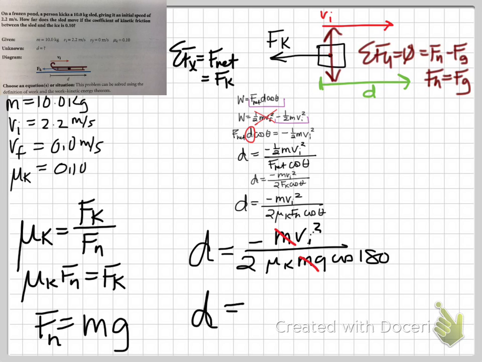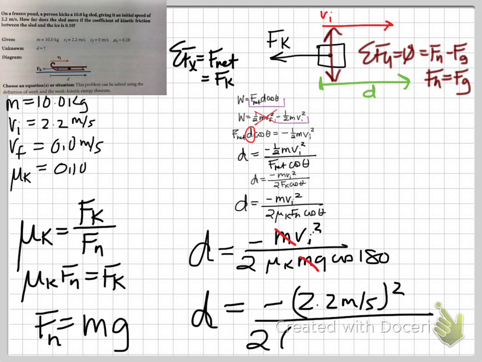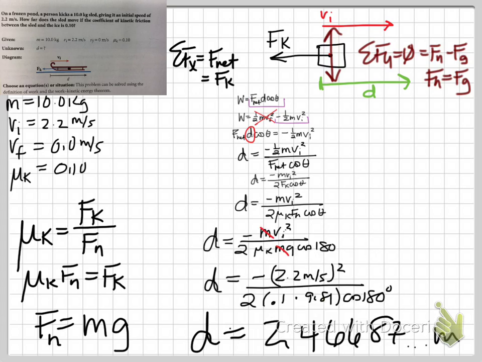So let's do the plug-in. d equals negative 2.2 meters per second squared over 2 times 0.1 times 9.81 times cosine 180. What do you get? 2.46 on and on and on. The negatives top and bottom cancel out because the cosine 180 takes care of that. So we get 2.5 meters is how far this sled travels after we adjust for sig figs. I think we had 2, right? Yeah. That's it.